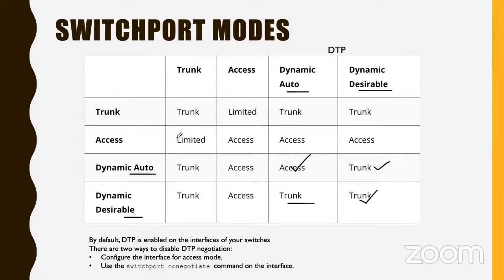Similarly, if I am manually defining both sides as trunk, it will be a trunk. If on one side we define it as access and on the other side as trunk, there won't be any trunking. Both sides defined as trunk will form a trunk. Or if one side is auto and the other side is manually trunking, then also the trunk will form.